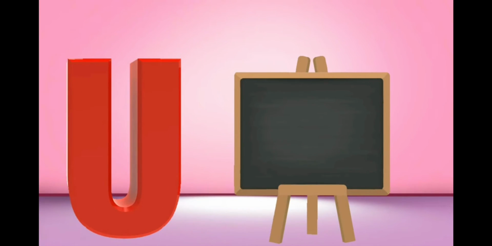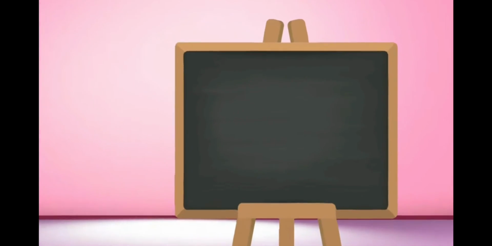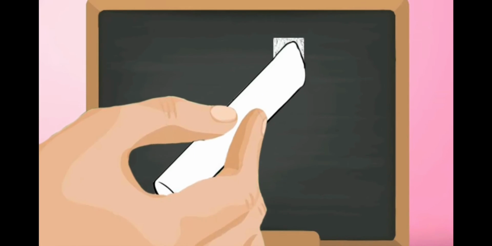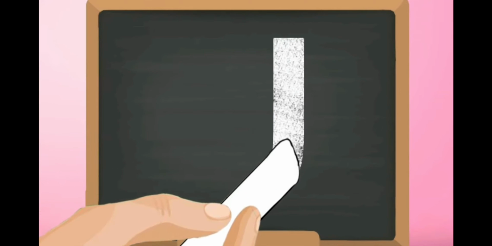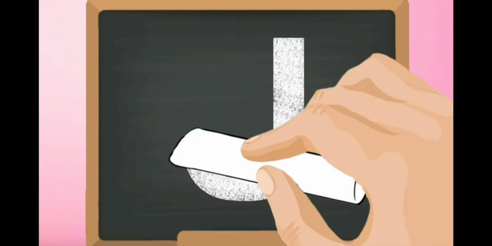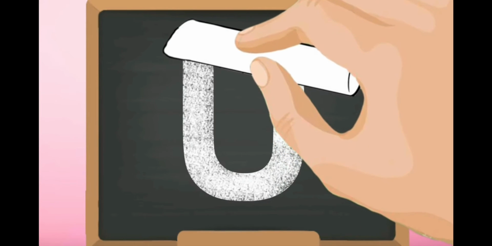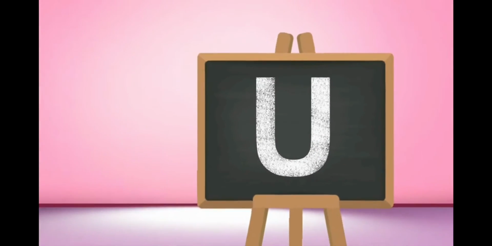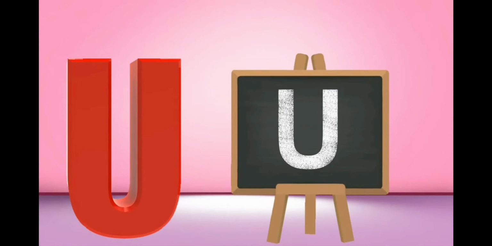U, capital U. Start from the top and draw a standing line down. Then curve towards the right and keep going up to reach the top. Capital U.